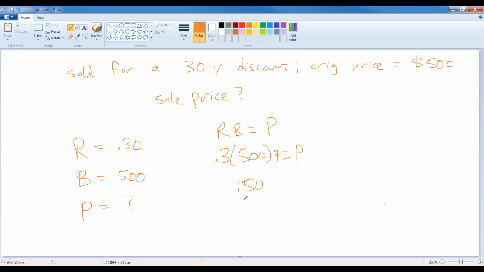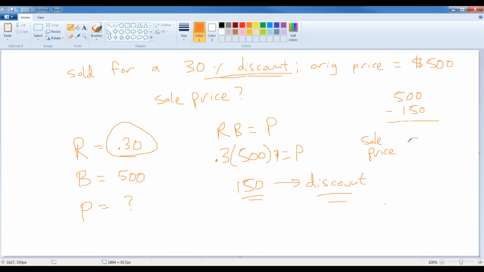Because what is the 150? What does the 150 represent? The answer is the 150 represents the discount. That's the 30% discount, and it was 30% of this. So if the original price was 500 and our discount was 150, that means the sale price is 500 minus 150, which is $350.